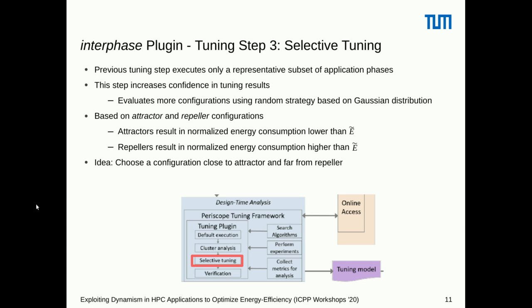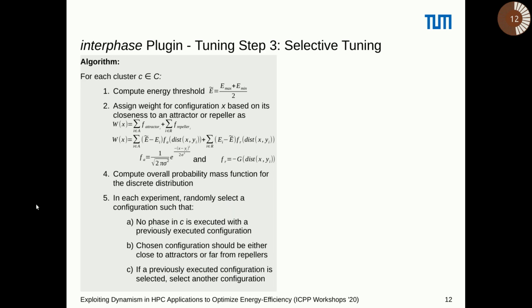We implemented a new tuning step that evaluates each phase in a cluster with a configuration that has never been executed in that cluster. This uses a random search strategy based on a normal distribution. The basic idea is that certain configurations are attractors or repellers. Attractors are those that result in a lower normalized energy consumption than the energy threshold, and repellers result in a higher normalized energy consumption. The algorithm is as follows.